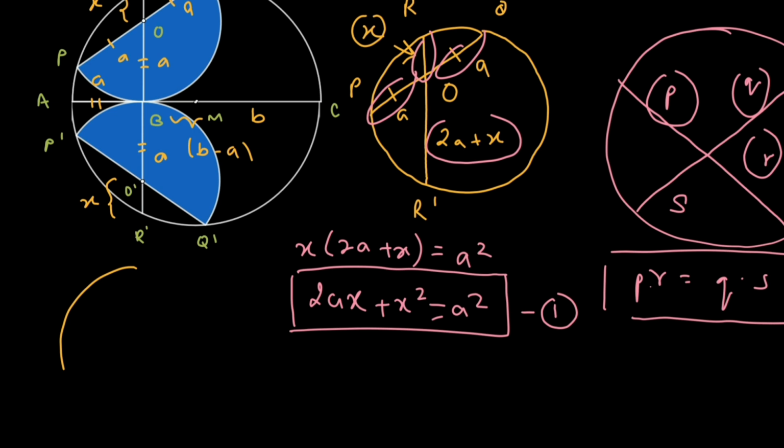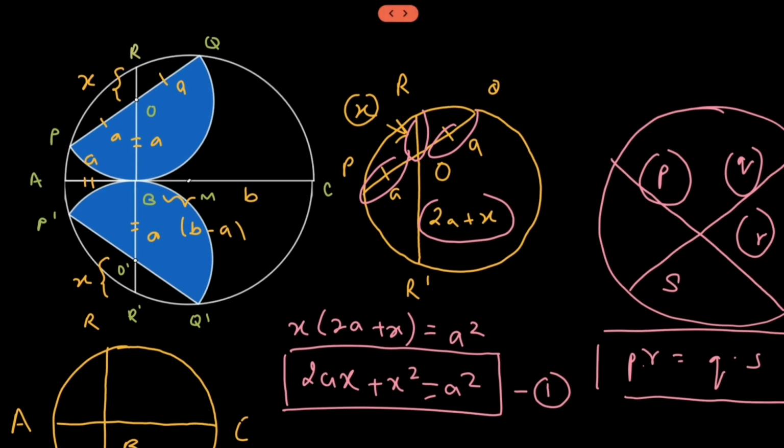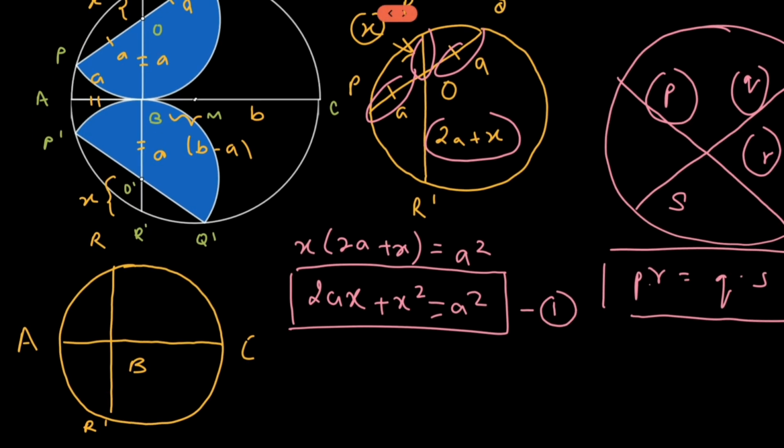Now I will again take the complete circle, but this time with a different line segment. This would be common, that is R to R prime, and instead of PQ I will take the line segment AC, that is the diameter for this bigger semicircle. Okay, and the point where they are intersecting is the point B. Now the distance from R to B is a plus x, and similarly the distance from R prime to B is a plus x. So this distance is a plus x and the bottom distance is also a plus x.